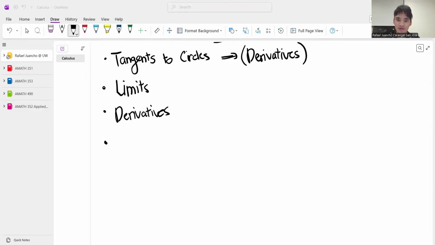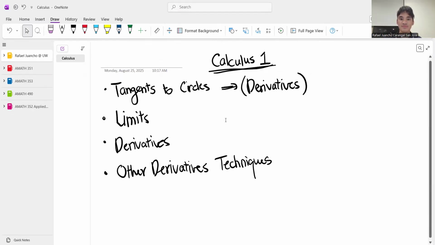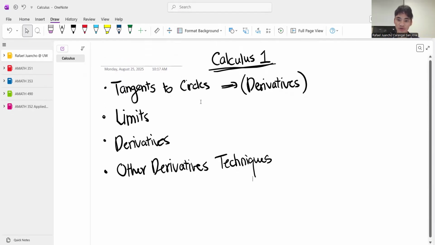And then just a bunch of derivative techniques. So other derivative techniques, because this is Calculus 1. These would just be about derivatives and really understanding what a derivative is. All right. So bear with me. But yeah, that's it for this overview.